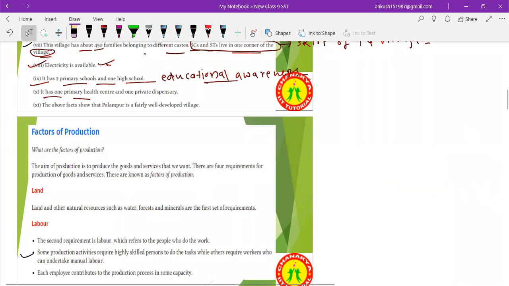It has one primary health center and one private dispensary. What is a dispensary? That is a medical store. PHC, primary health centers. You will find these primary health centers in almost all villages that have more than 2000 population. Those villages have their own primary health center. What happens here? Can you please tell me?